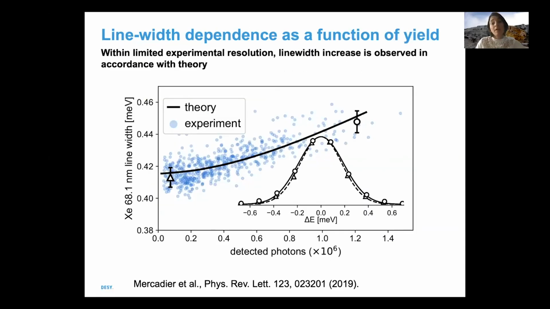We have experimentally also measured an increase of the width of the emission, which can also be recovered by the theory and supports the assumption that we have superfluorescence observed in these xenon emission experiments.